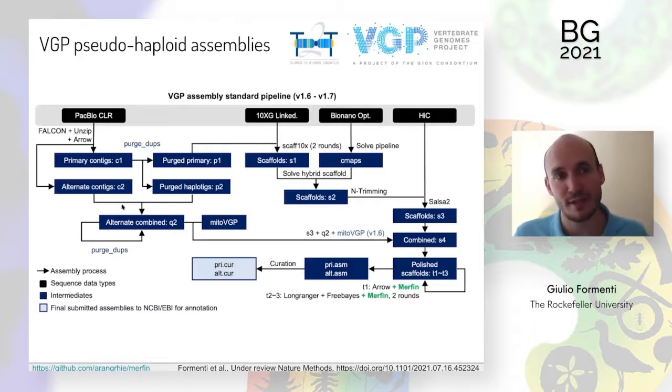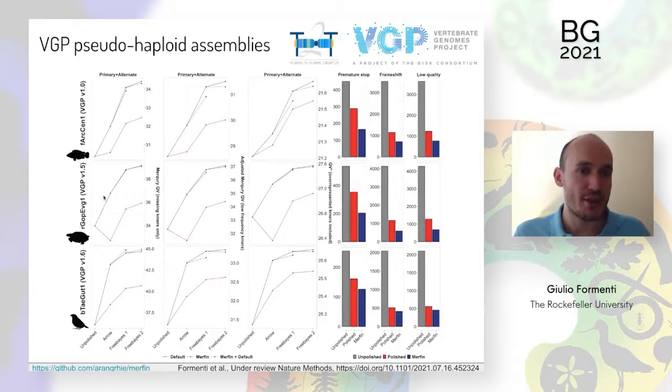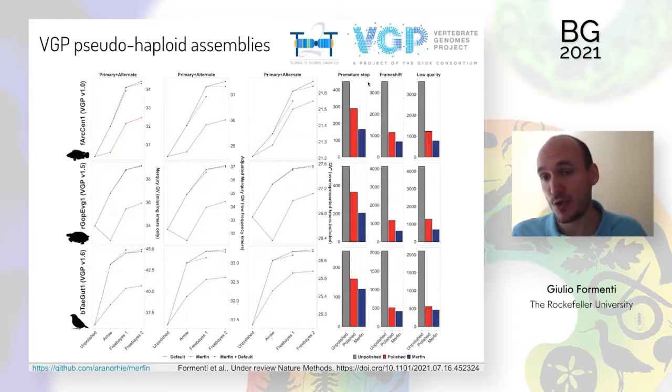We also tested Merfin within the VGP pipeline and then introduced it starting from version 1.7. Here you can see at the polishing steps, we are now adding Merfin. And again, we observe that this is basically improving the quality of the consensus accuracy for all the assemblies as judged using Merqury QV, but also when it comes to gene annotation, these are results using the NCBI annotation pipeline. So we observe a significant reduction in terms of the number of premature stop codons, frame shifts, and finally low quality proteins within the final results.